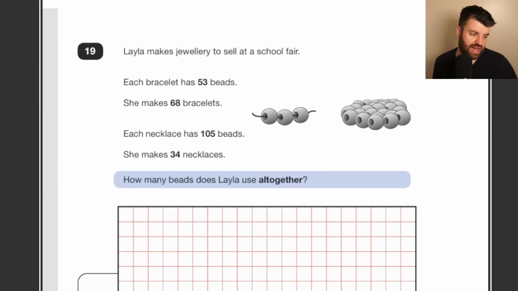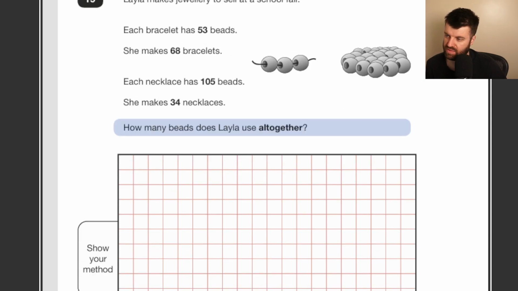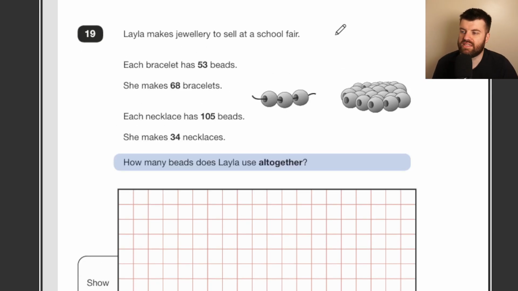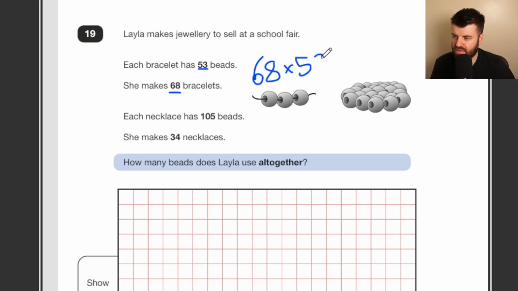Question 19. I did this in a 3-mark question video that I did recently, so let's take a look. Layla makes jewelry to sell at a school fair. Each bracelet has 53 beads and she makes 68 bracelets. So what it's testing here is, do you know that we have 68 bracelets and on each one is 53, so we have to multiply. That's how we get the amount of beads on the bracelets.